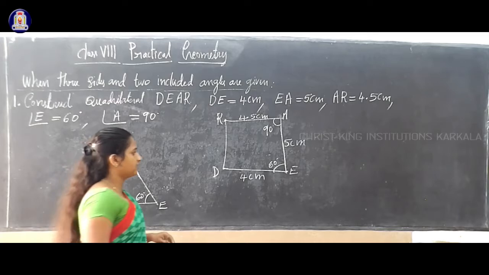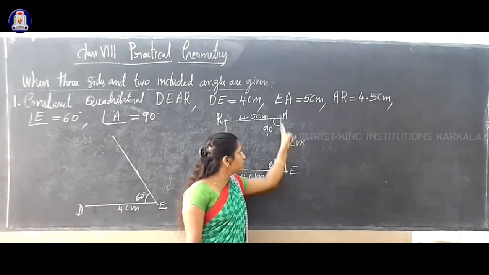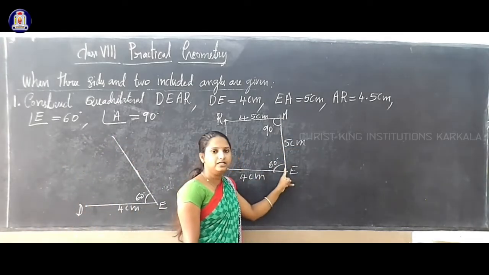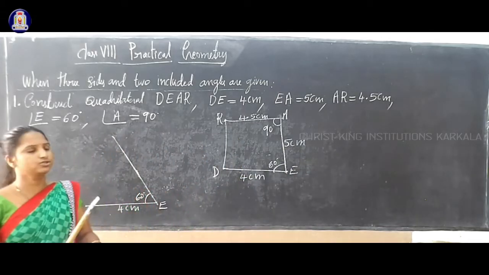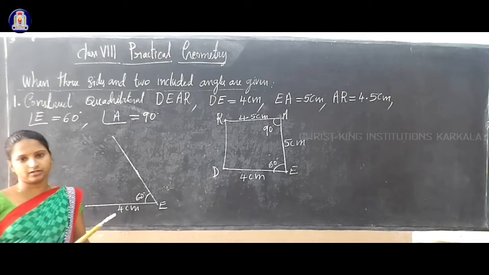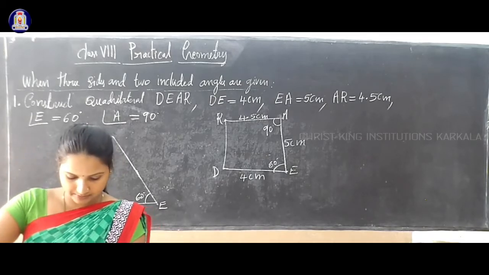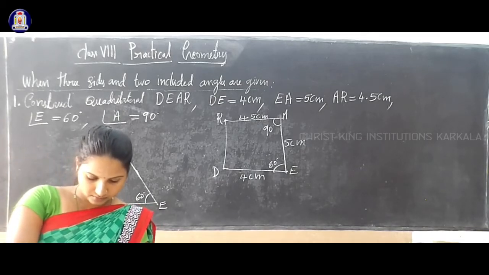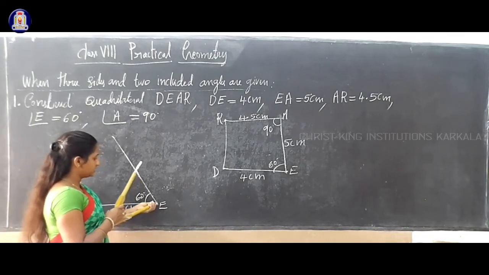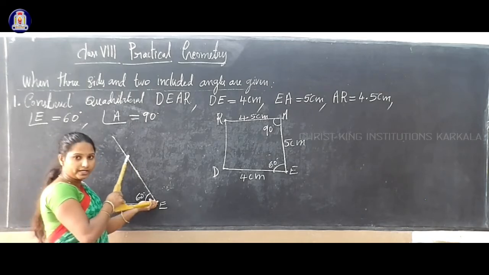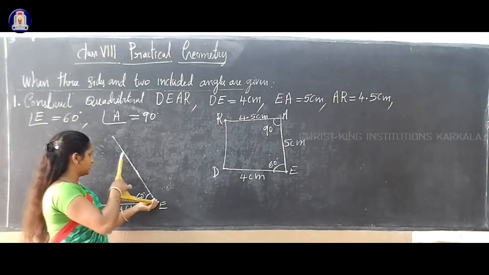Next, see the rough diagram. After angle 60, you have to take side AE. AE is 5 centimeter. So take 5 centimeters in the compass. Then keep the compass on point E. This measures 5 centimeter, right?